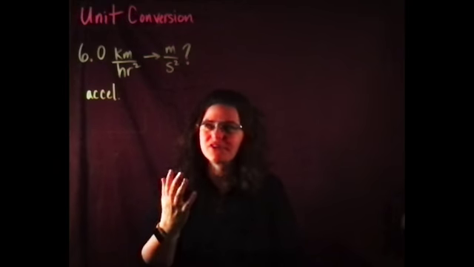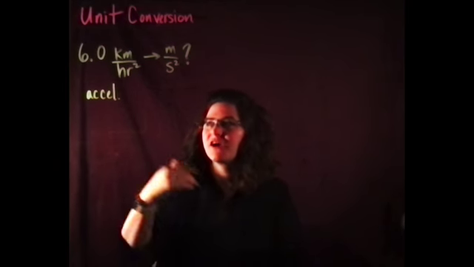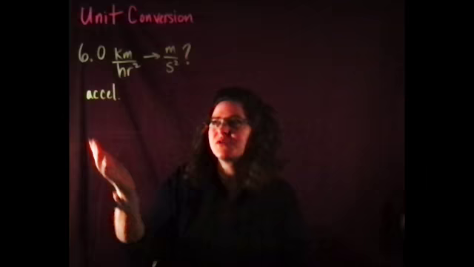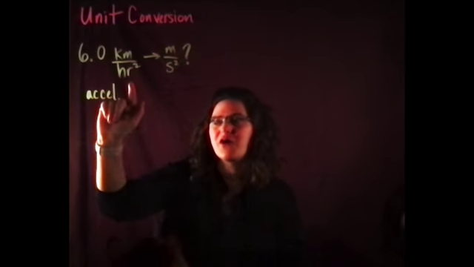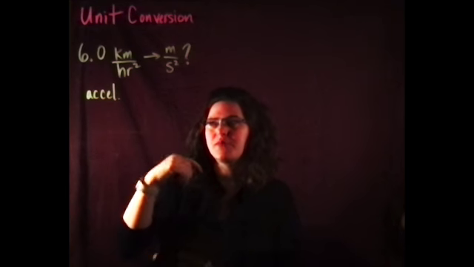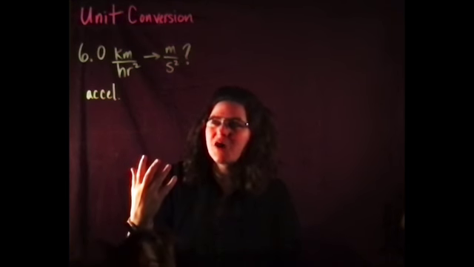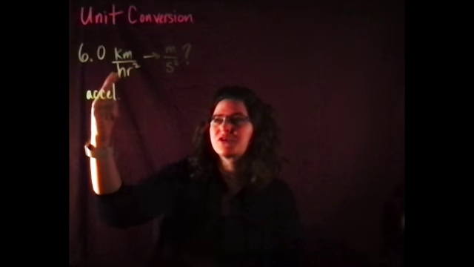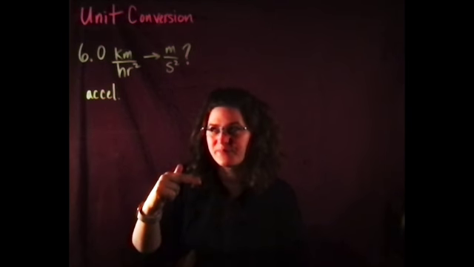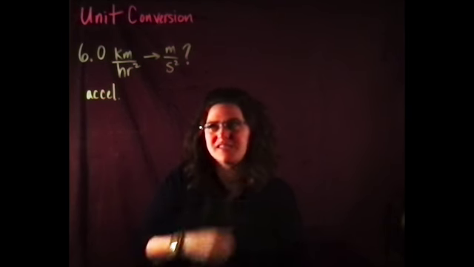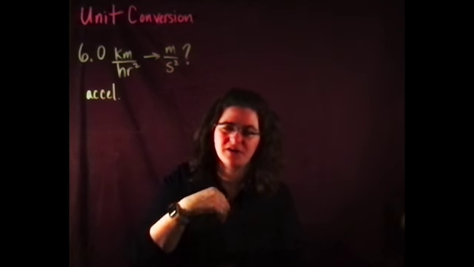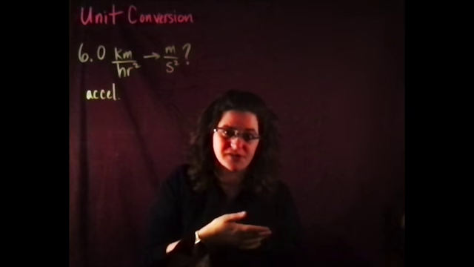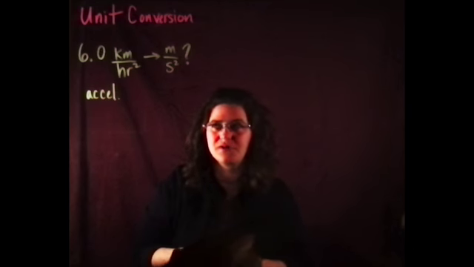So let's say we have to convert an acceleration. Let's say an object is moving at 6 kilometers per hour squared. So that means something is speeding up at 6 kilometers per hour every hour. It's gaining that much velocity. Let's say I want to convert that to meters per second squared. I want that acceleration in meters per second squared because I'm looking to have it in SI units.